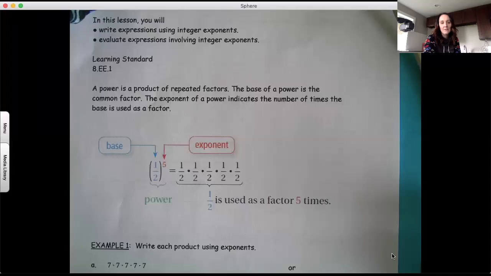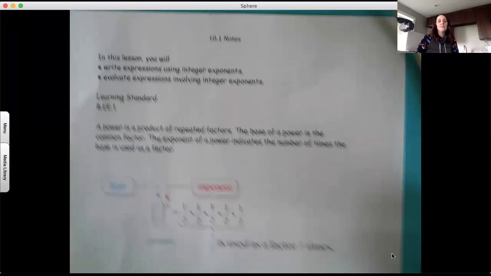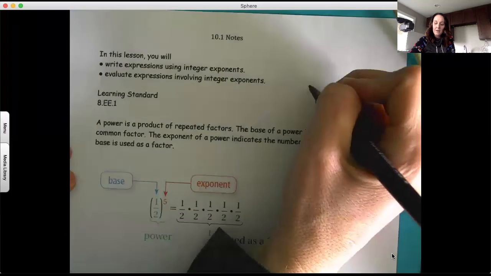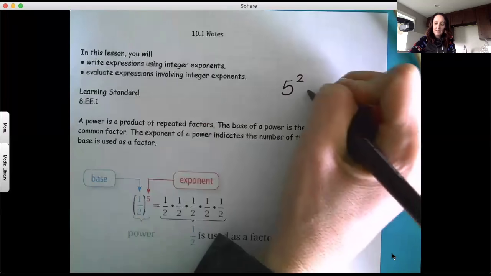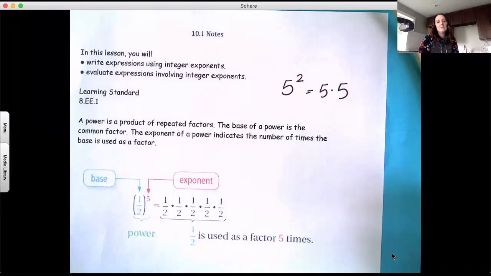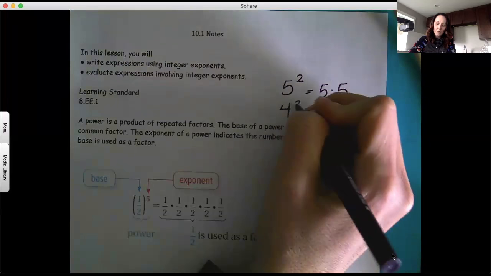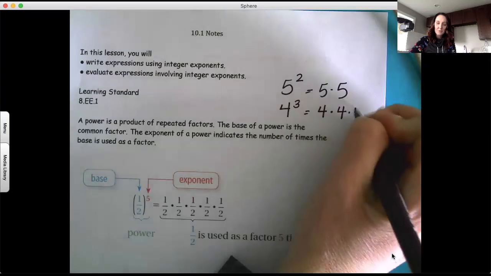So let's get started. I'm going to share my screen with you so you can see what we're doing. Chapter 10 is all about exponents and scientific notation. What we're doing today may look a little bit familiar, especially because we've been working with squaring things in the last chapter when we did square roots. If I take a number 5 and square it, I know that's repeated multiplication. So 5 to the second power is 5 times 5. Or if I take 4 to the third power, I know that's 4 times 4 times 4.